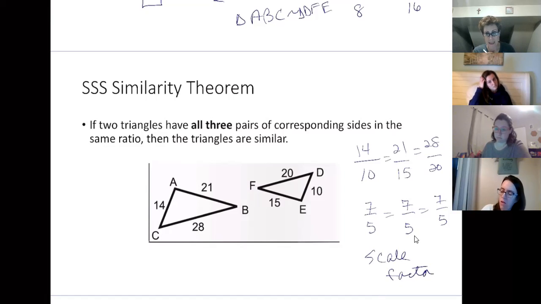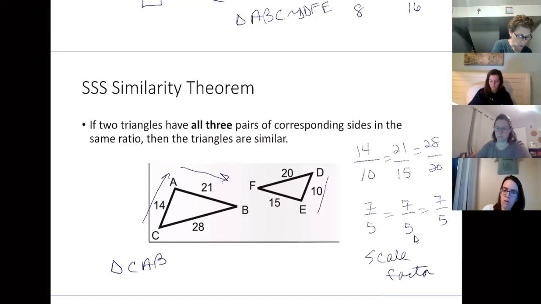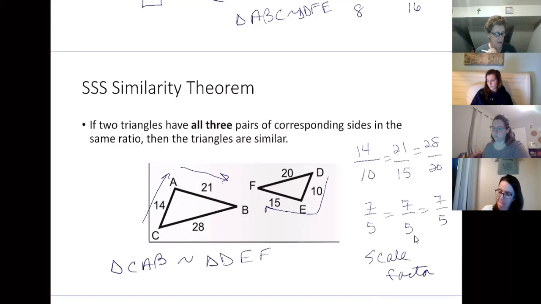And then in order to get a similarity statement, you've got to be careful because you have no angles here. So if you went from the smallest to the medium, that would be triangle CAB, and then do the same thing. Go from the smallest to the medium, and that's going to be DEF. And those are the triangles that are similar. That's your similarity statement. Once you have your similarity statement, then you know that angle C equals angle D, A equals angle E, and B equals angle F. You can kind of figure all that stuff out. Okay, so that's all the similarity pieces.